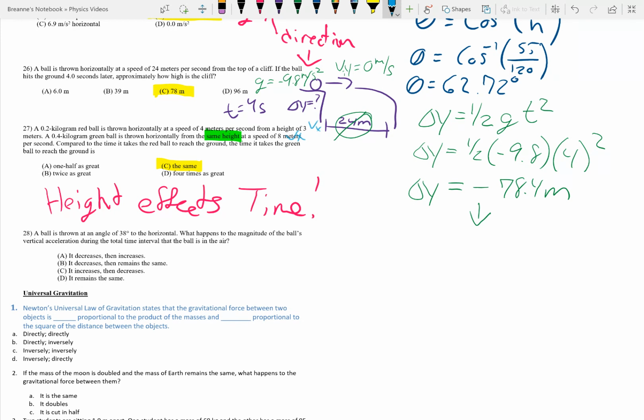So the ball is thrown at an angle of 38 degrees to the horizontal. What happens to the magnitude of the ball's vertical acceleration during the total time interval of the ball in the air? So again, acceleration is what? It's gravity. So does gravity change? No, it's negative 9.8 meters per second squared. So it remains the same.